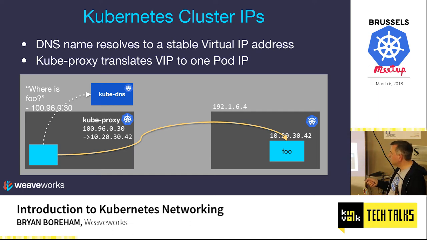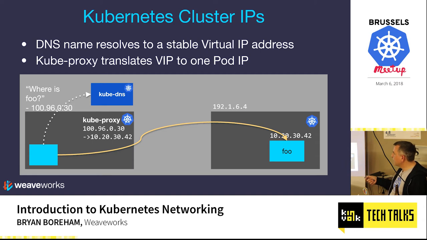It exists only in the mind of Kubernetes. So this is called a service IP or a virtual IP. And if you call it a cluster IP, then you'll get confused. But that is sometimes what Kubernetes calls it. Let's not worry about that.